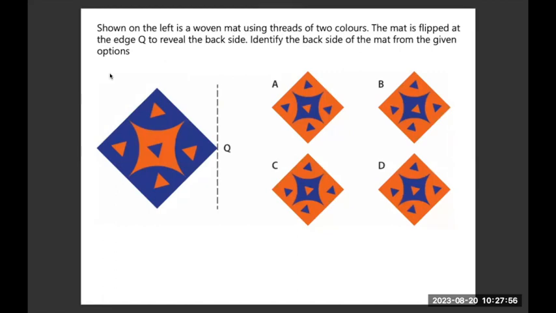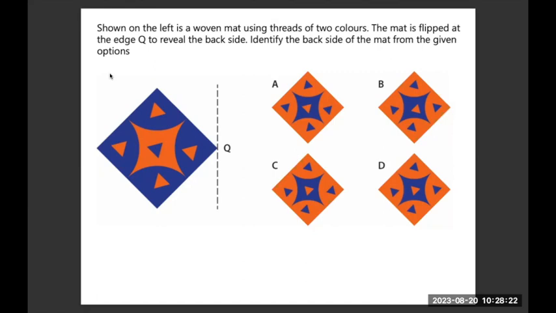What is shown here is a mat which is woven. What you are shown on the left is a woven mat using threads of 2 colors, which is orange and purple. When you flip a mat which is woven in 2 colors, the colors become inverted. Of course, you have to remember that, which means where there is purple, it will become orange, and where orange is visible, it will become purple.